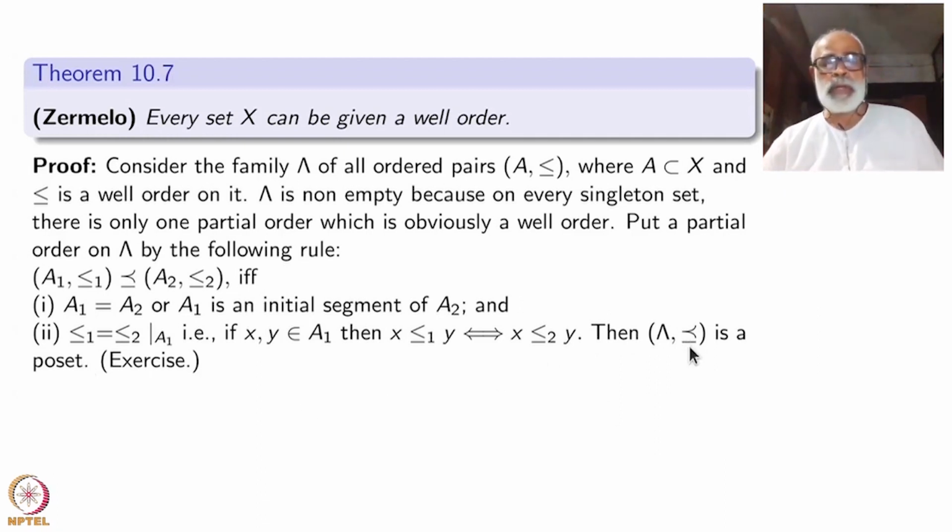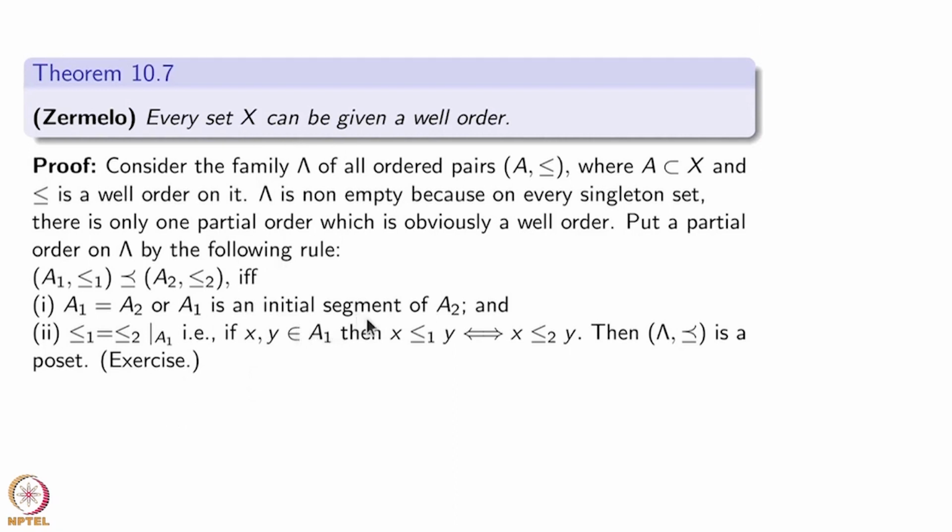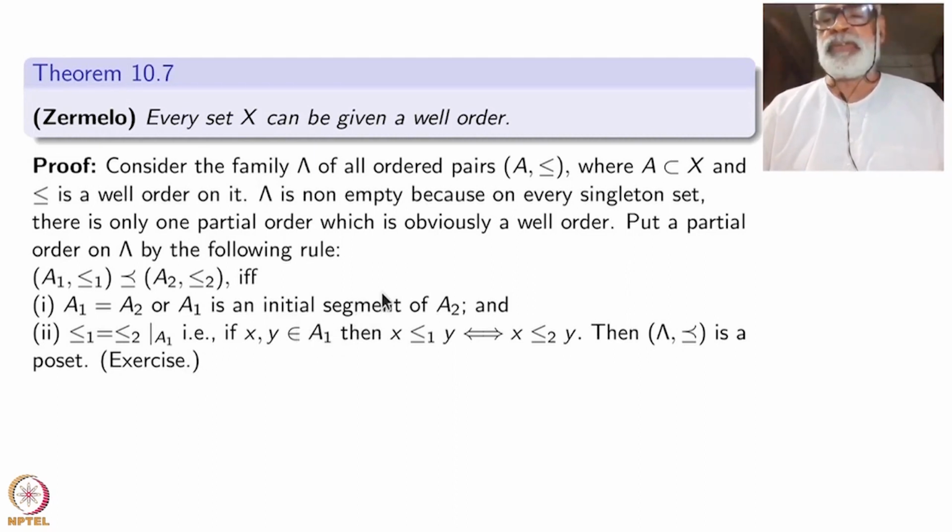What are the things that you have to verify? Members look like this. They are less than or equal to themselves, because once they are equal, that is okay. So reflexivity is there. Transitivity is also obvious, because if A1 equals A2 and A2 equals A3, then it's fine. But if A1 is an initial segment in A2 and A2 is an initial segment in A3, then the same point will give you that A1 is also an initial segment in A3. Antisymmetry, details are left to you as an exercise. Do that one, otherwise all these definitions may go up in the air. So you have to spend some time and do this exercise by yourself.